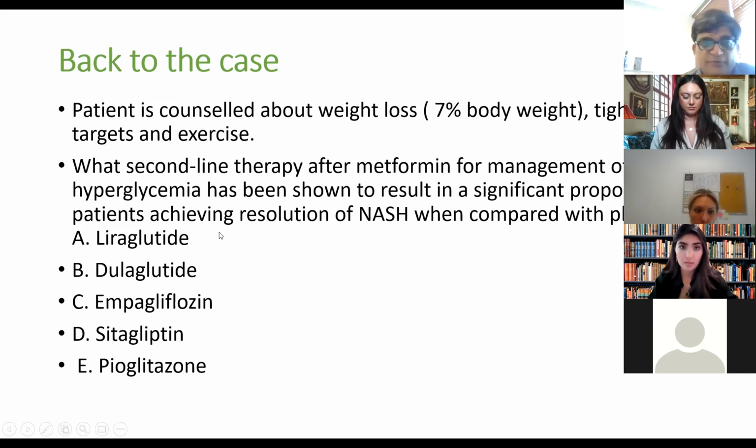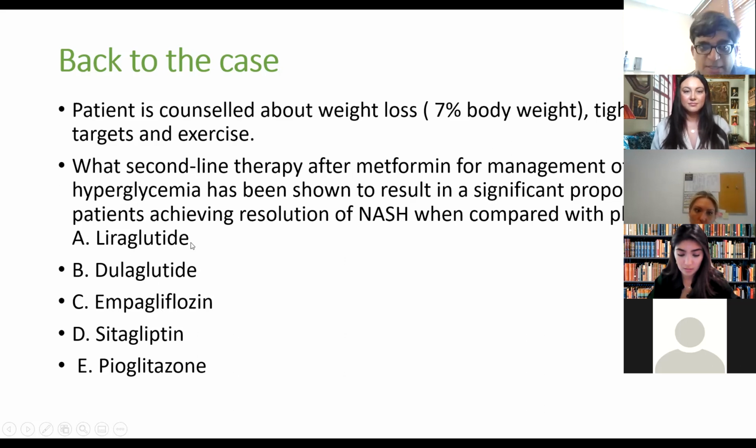The patient was only on metformin. So what is the second line of therapy after metformin and management of hyperglycemia? So we have talked about these agents. So this is Victoza, this is our Trulicity. This is Jardiance, DPP4, which is sitagliptin, and pioglitazone. So these are some of the choices that we can pick up an agent from.